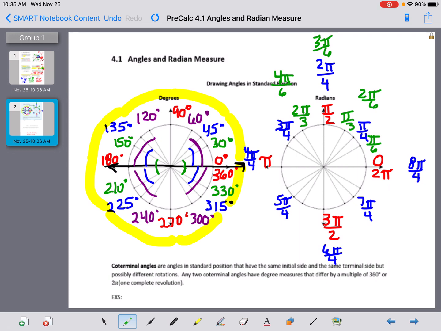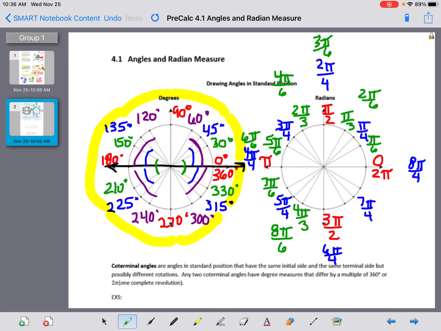Add another pi over 6 to 4 pi over 6, I'm at 5 pi over 6, which doesn't simplify. 6 pi over 6 is the same thing as pi, so I'm at that line there. I add another pi over 6, I'm up to 7 pi over 6. That's my next line. Notice we're skipping those pi over 4s because they don't correlate, right? And I add another, I'm at 8 pi over 6, which simplifies to 4 pi over 3.